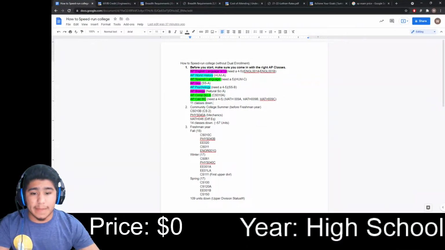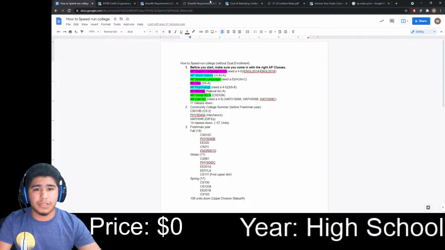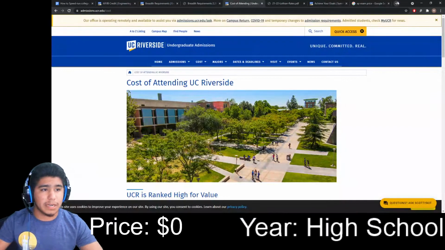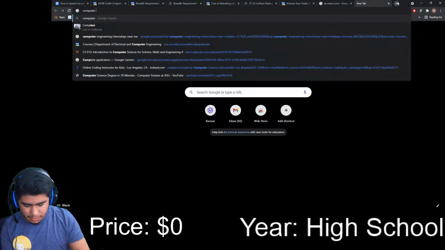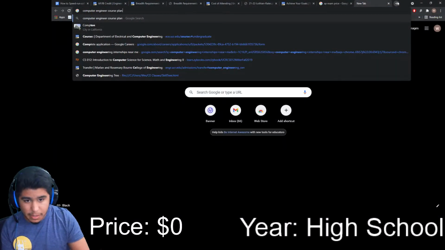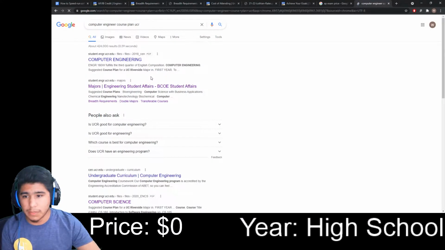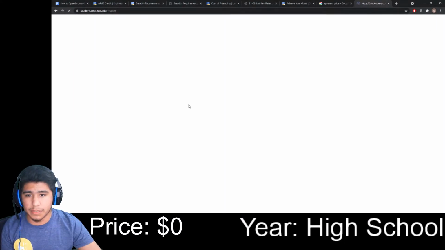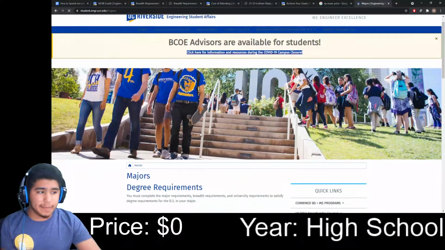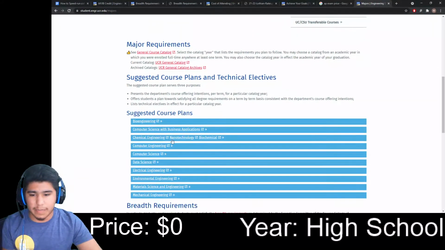Okay, so that being said, the computer engineer... I'm surprised I actually don't have this looked up. Computer engineer course plan, UCR. Alright, we're going to do this. So you can just simply look that up for whatever college you're going to. Computer science works just as well.